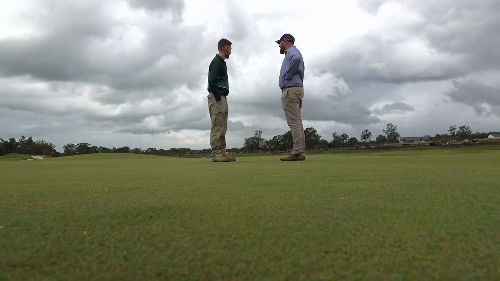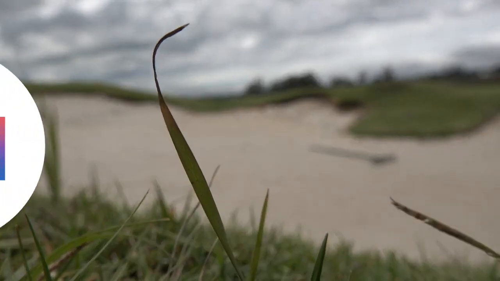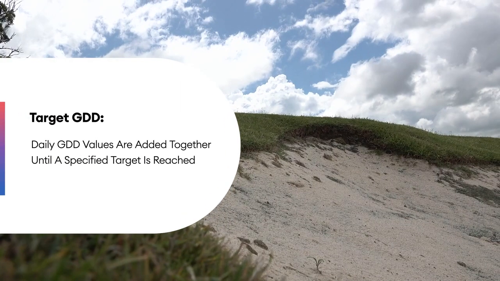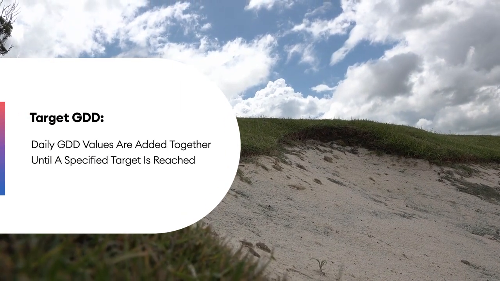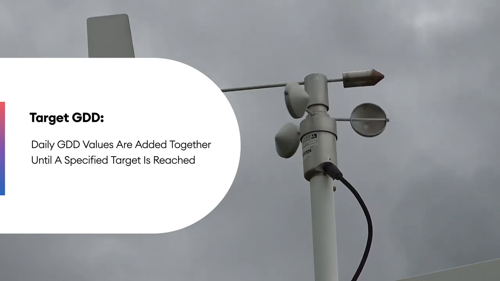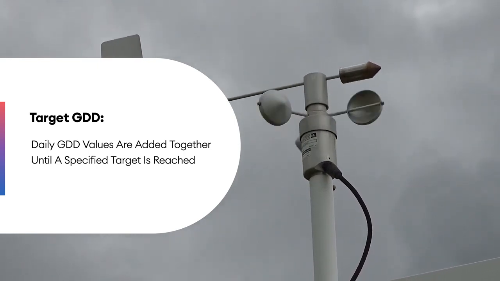How do we use it in practical terms? The daily growing degree day values are added together until a specified target is reached, and that's the trigger for taking a certain action on our turf grass.